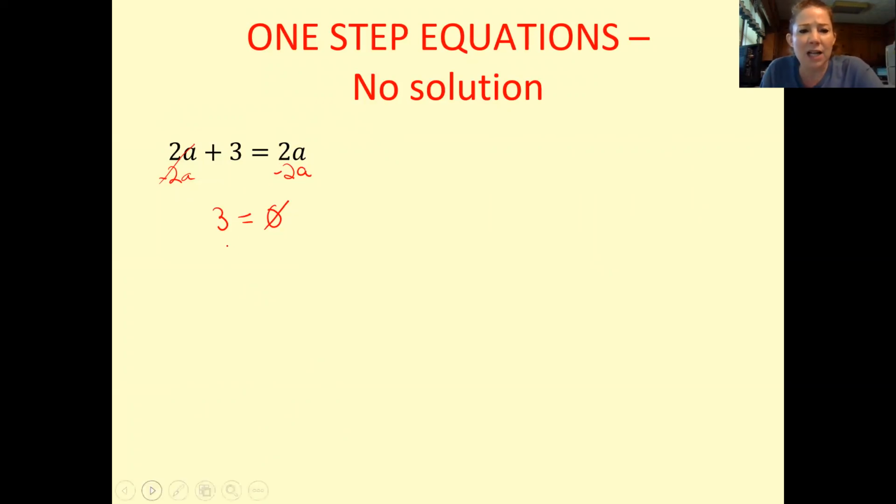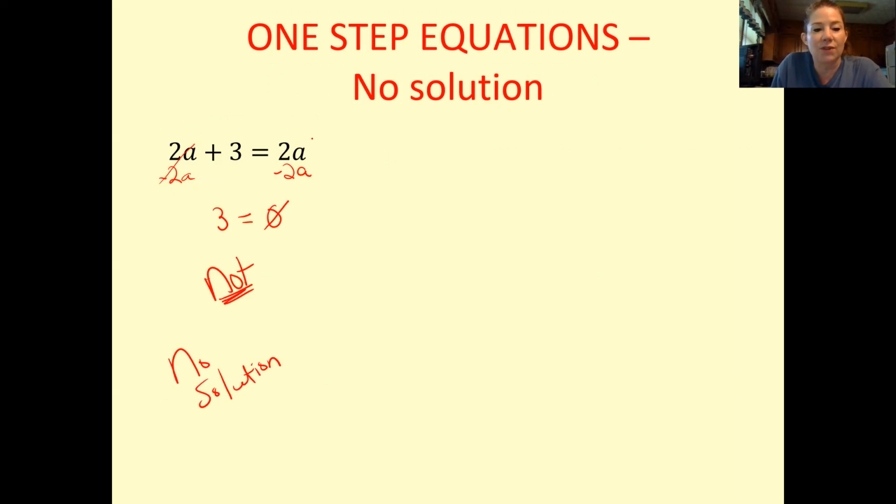If someone owed you $3 and said, here's $0, it's the same thing, would you say, that's okay? No, you'd say, forget that. $0 is not equal to $3. That is not true, so that means there is no solution. There is no number I could substitute for a and make this equation true.